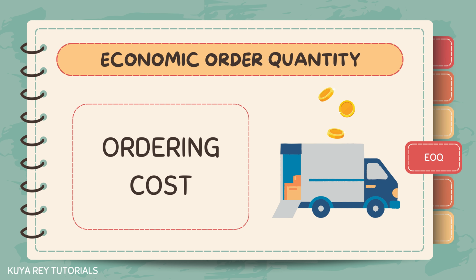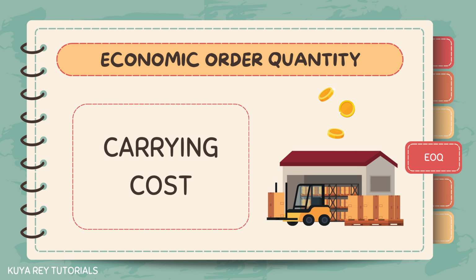Costs of a single order to the supplier, also known as ordering cost, OC. Examples of ordering costs are shipping fee, handling fees, and delivery fees from the supplier to the entity. Take note that this is on a per-order basis.